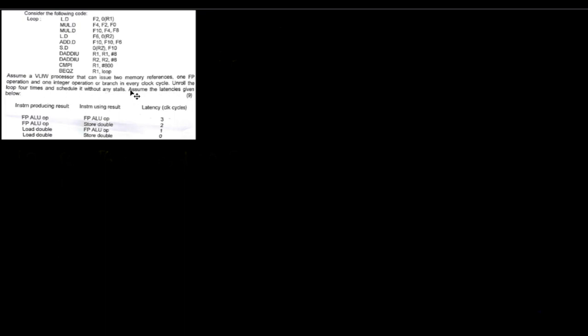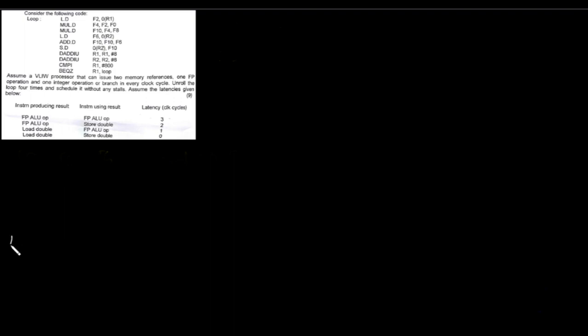we have to issue this to a processor in such a way that it should have no stalls, and we are asked to unroll it 4 times, and they have given the latencies also. So let's first see how to unroll the loop. Before that, for simplicity, we will write whichever instruction is using whichever registers, so that it will be easy for us to note it while unrolling.